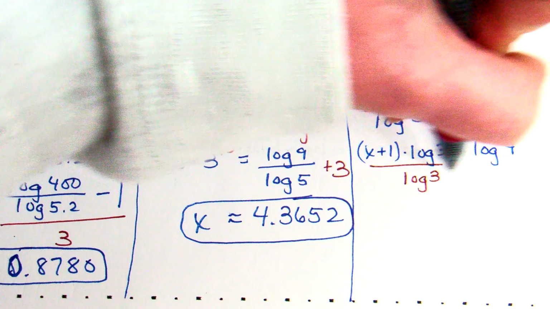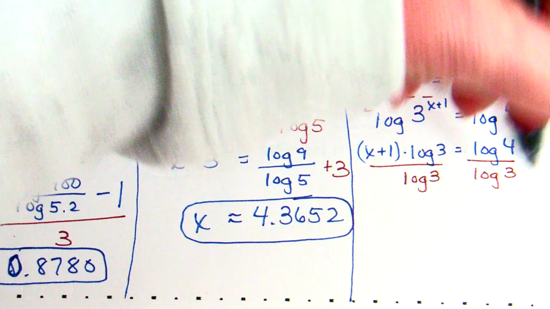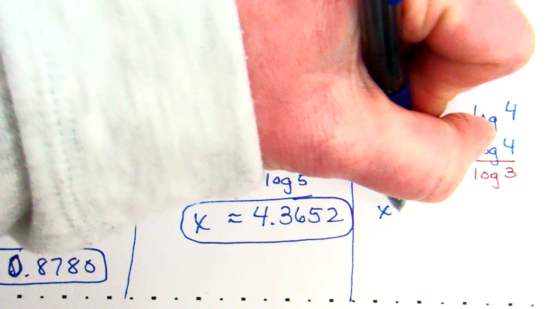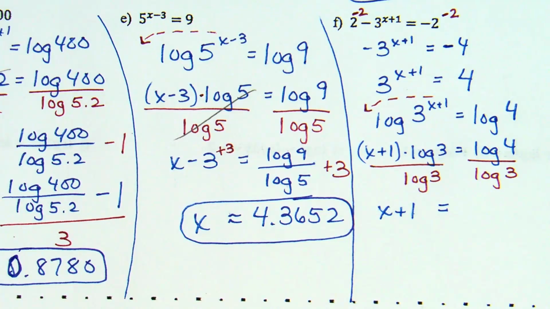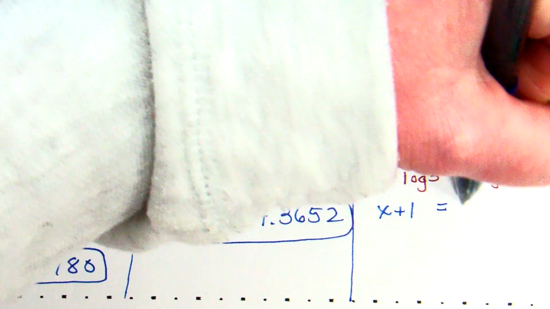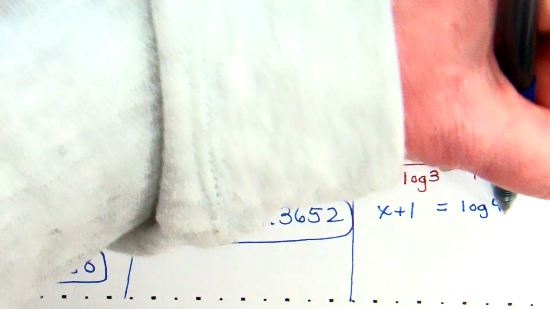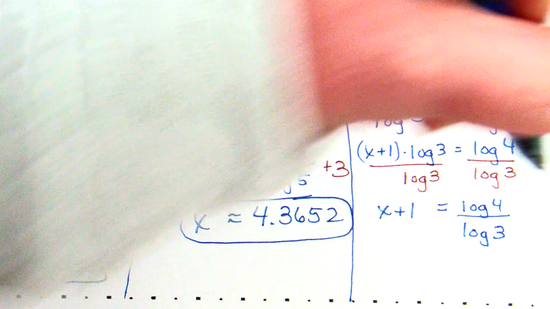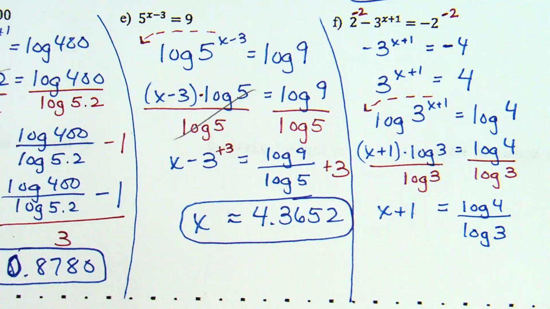If I divide the left by log 3, divide the right by log 3. So when I do this, I personally like to write x plus 1 equals, and then I just leave it in fraction form right now. If you want to go ahead and get that decimal, that's fine as well. Regardless, what's my final step?